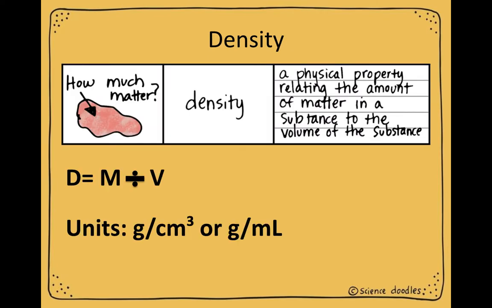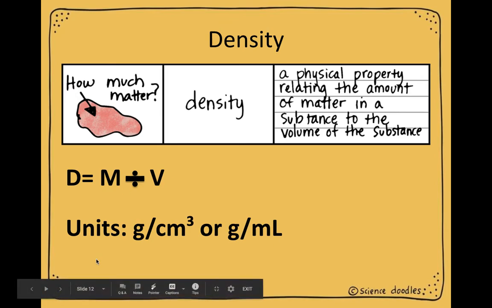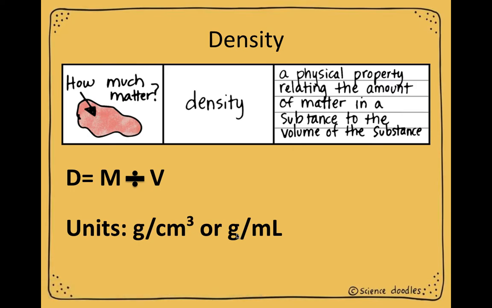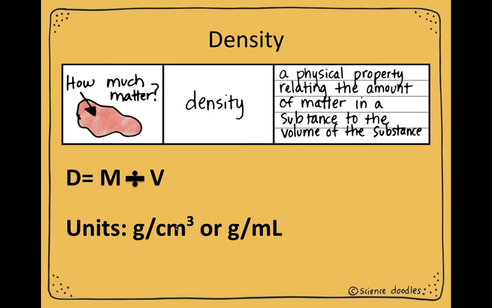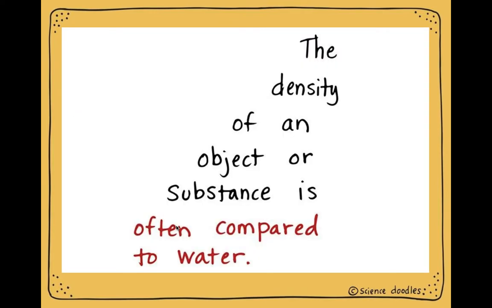Density is our last variable. It is a physical property relating the amount of matter in a substance to the volume of the substance. D equals M over V. So our units then have to be the same way. It's either grams per centimeters cubed or grams per milliliter. Make sure you use the right one. If it's a solid object, it's centimeters cubed, or if it's a liquid object, it's milliliters.